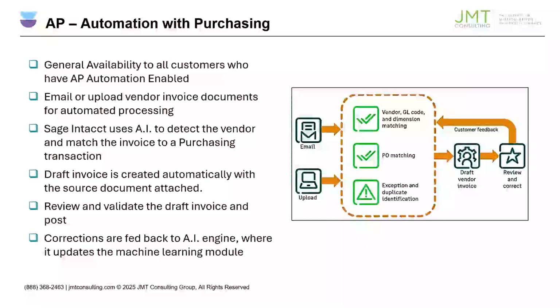What's even better is that if there's a mistake or an exception, say a duplicate invoice or a mismatch, those exceptions are flagged and your feedback is sent back to the AI engine. And that helps the system actually learn over time and get smarter with every correction, helping to improve accuracy in the future. So ultimately, this helps you save time, reduce human error, and maintain better control over your AP process.